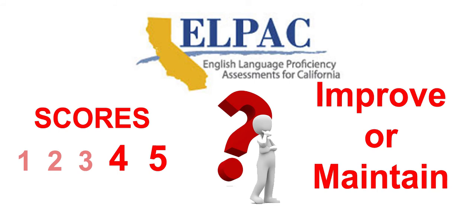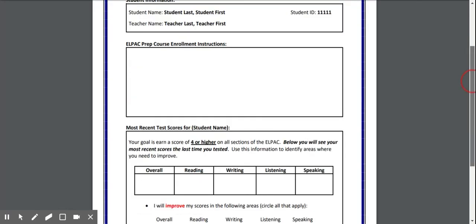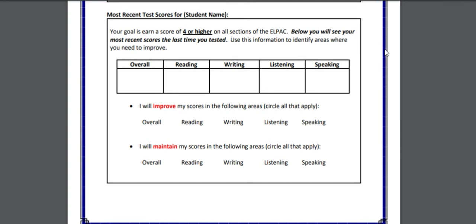If you take a look at the CVUHSD ELPAC Prep Course Enrollment Instruction Sheet you were given to enroll in this Canvas course, you'll notice that at the bottom there is a section entitled Most Recent Test Scores. Let's scroll down on the sheet together and look at that section. You'll see here that it says Most Recent Test Scores for, and you will see your name listed here on the individual sheet you have in front of you.